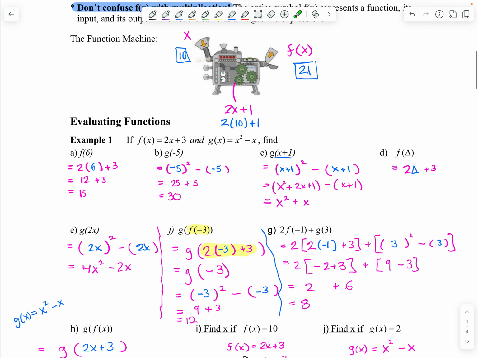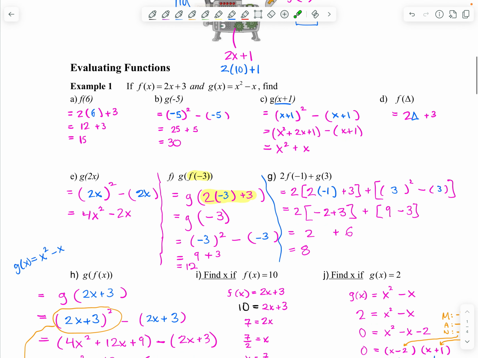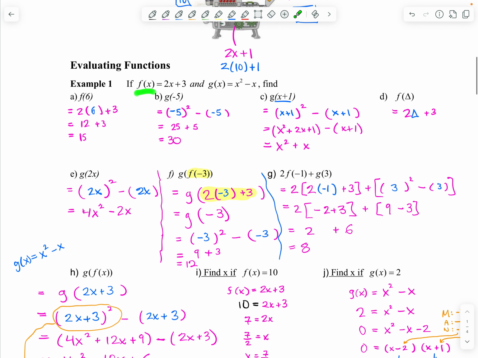All right, so let's take a look at evaluating some functions. Here, I have a function f of x. It takes in a value of x, doubles it, and then adds 3 to it. That's f of x. I have another function g of x, which squares my input, whatever input I have, and then subtracts that input from that squared value.